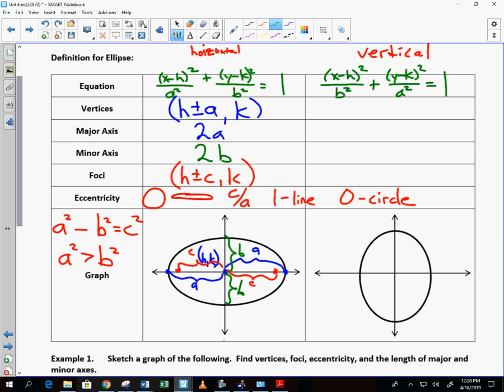Okay? So think about this as my center is (h, k). Start to think about this. How many units am I stretched vertically? A, because a squared sits under y. Very good. Way to go, Mad Dog.